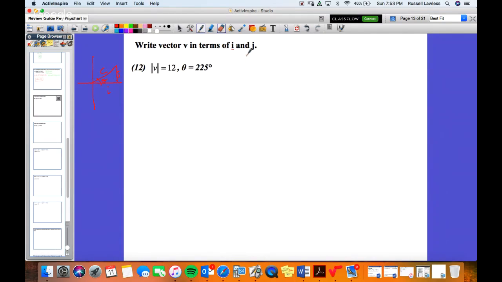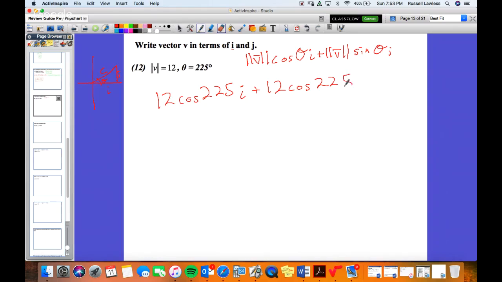And so what we do is we use the magnitude, because magnitude is essentially the length, times the cosine of your angle given. I'm just doing the standard formula. Cosine times the magnitude times the sine of your angle, j. And so to solve this, we're just going to do 12 times the cosine of 225i plus 12 times the cosine of 225j.